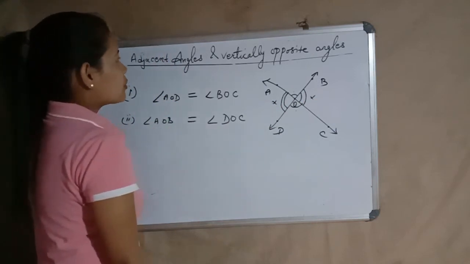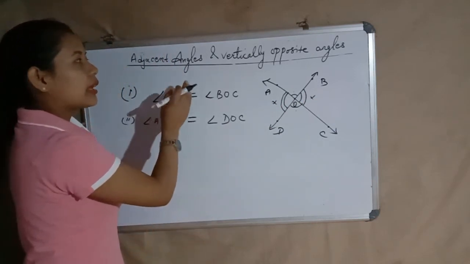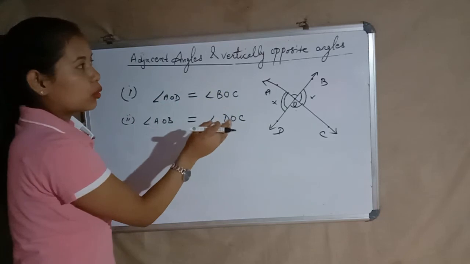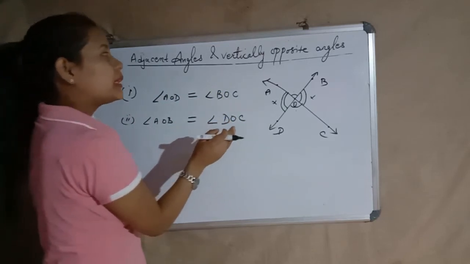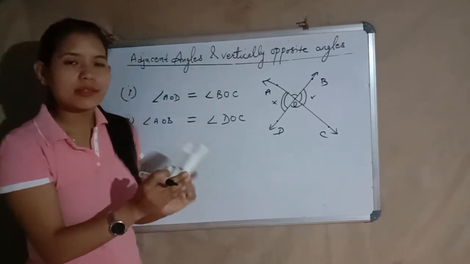So children, this is all about adjacent angles and vertically opposite angles. I hope it is clear. In the next video, I'll be dealing with a few sums based on adjacent angles and vertically opposite angles.